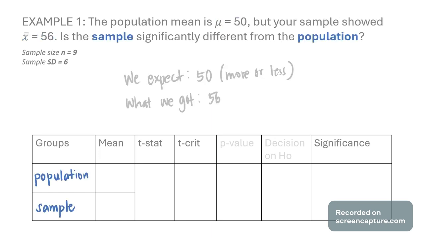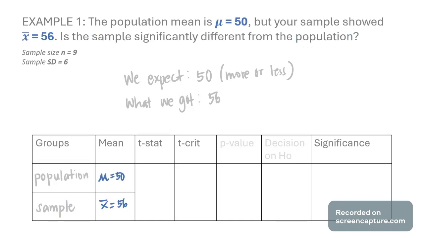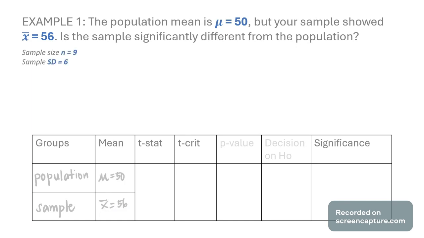First, we identify the groups. In this case, we are comparing the sample from the population. We write the values that we want to compare. In this case, we are comparing the population mean mu of 50 and the sample mean x bar of 56. Next, we calculate the t-stat of our x bar using the formula t equals the square root of n times the difference of the two means all over the sample standard deviation SD.